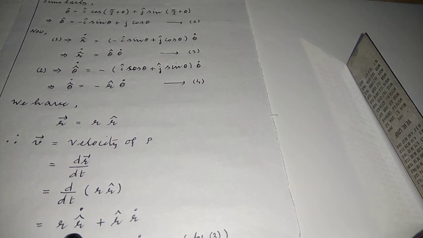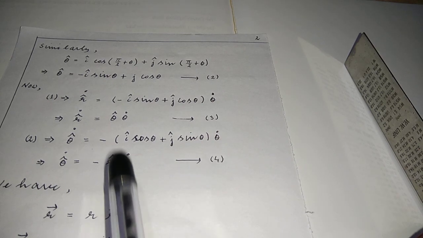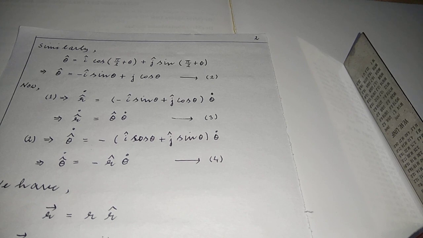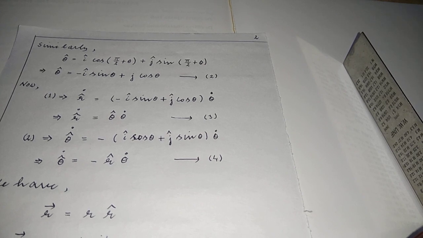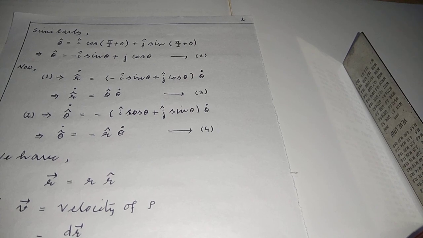Now take the help of equation 3. So r cap dot we can write as theta cap theta dot. So we just replace r cap dot by theta cap theta dot, and the other part we are keeping as it is. From this we can write the first term as r dot r cap plus r theta dot theta cap.